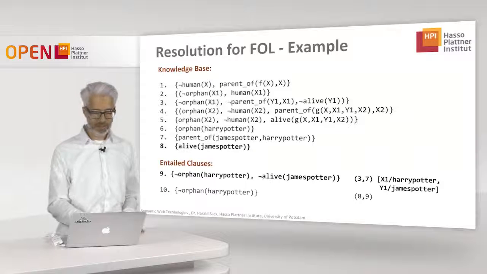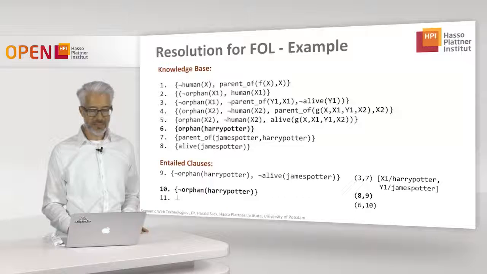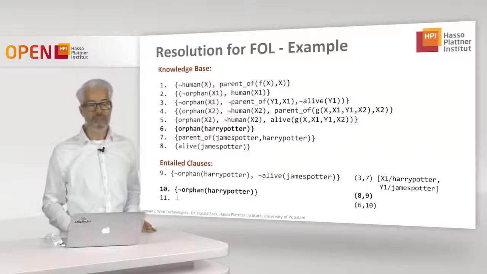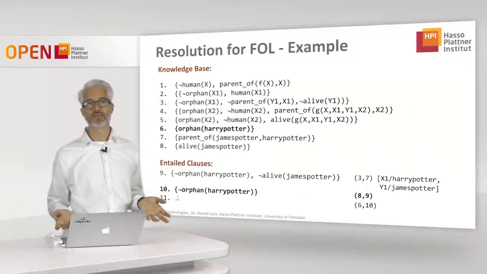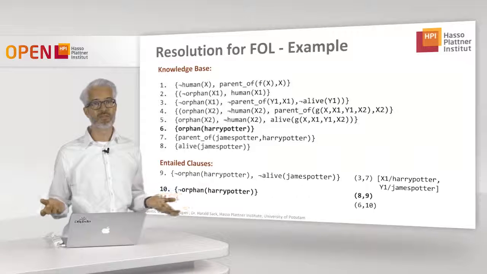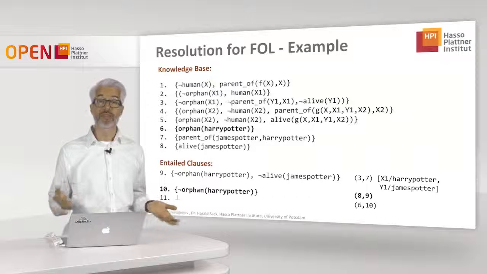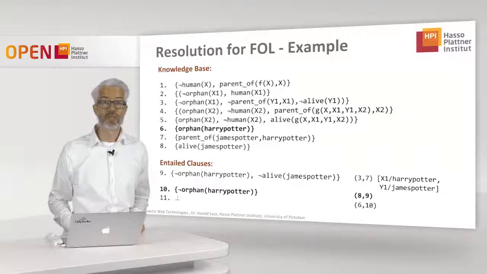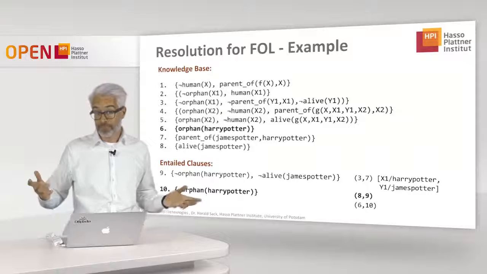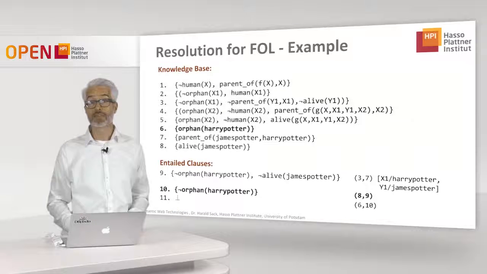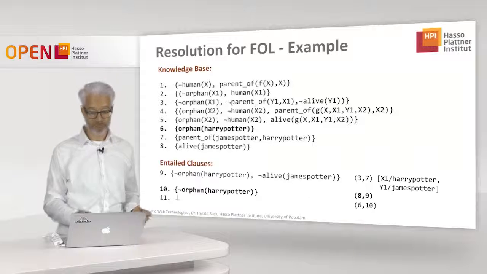And maybe you see it already here. Number 10 and number 6 are once the negation of the other. So what we can do here is we can resolve an empty clause. And you see we are done. We have shown that our original assumption, which was that James Potter isn't alive anymore, is true. So it's as easy as that. This is the resolution for first order logic.